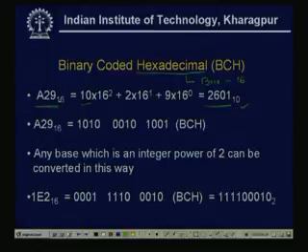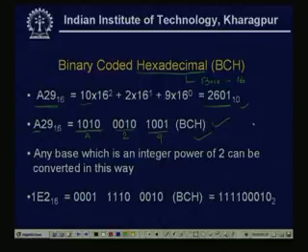Now, the same number, if I want to convert it into BCH, in this case each hexadecimal digit will be represented by 4 bits. In octal it was represented by 3 bits. So, this A means 10, so this is 1010, then 2 is 0010, and this is my 9, 1001. So, this is the BCH code, or binary coded hexadecimal code.